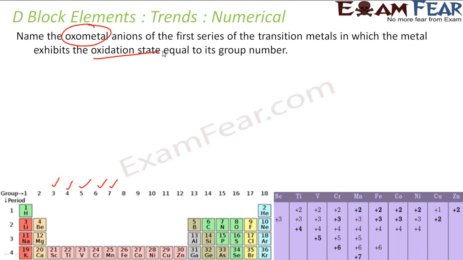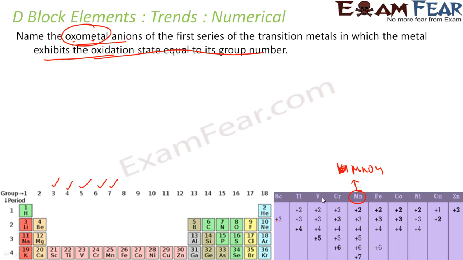First part is clear. But now they are saying that it has to be oxometal anions. Okay, so let's see which of these has oxometal anion. Let's start with manganese, the last one, Mn. For manganese, the oxometal anion we know is KMnO4, or I can say MnO4 minus. This is anion, and this is oxometal, that is metal with oxygen and anion. So manganese is done.